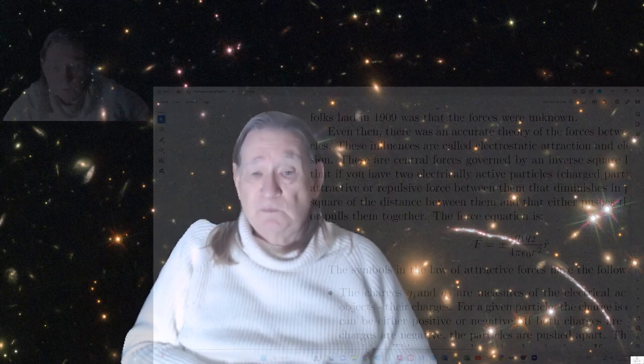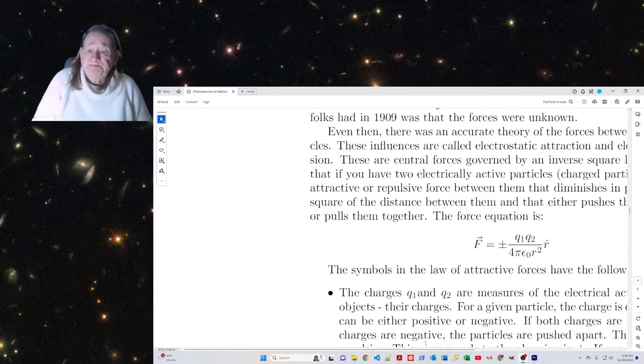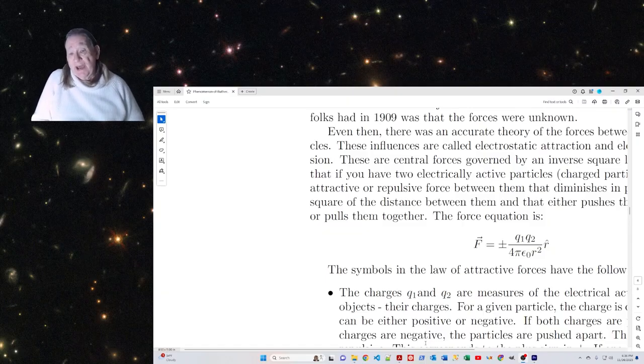And what that means is that if you have 2 electrically active particles, charged particles, there's an attractive or repulsive force between them, and that force diminishes in proportion to the square of the distance between them. It either pushes the particles apart or pulls them together. This is the equation governing electrical forces between charged particles. F with the arrow above it. The arrow indicates that it's a vector. F is the force, so it's equal to the mass of the alpha particle times the acceleration of the alpha particle, the rate at which its speed and direction of movement are changing.